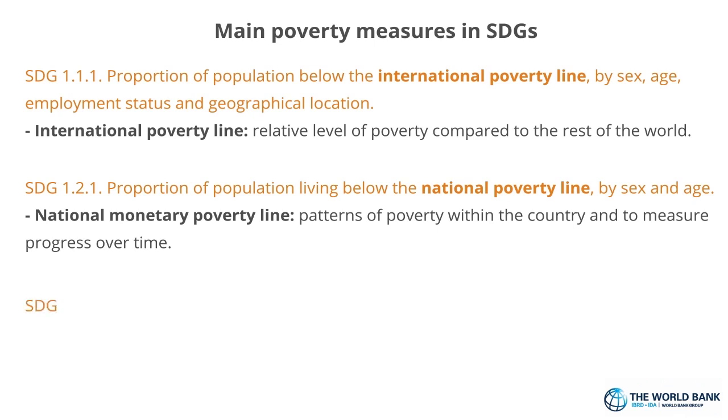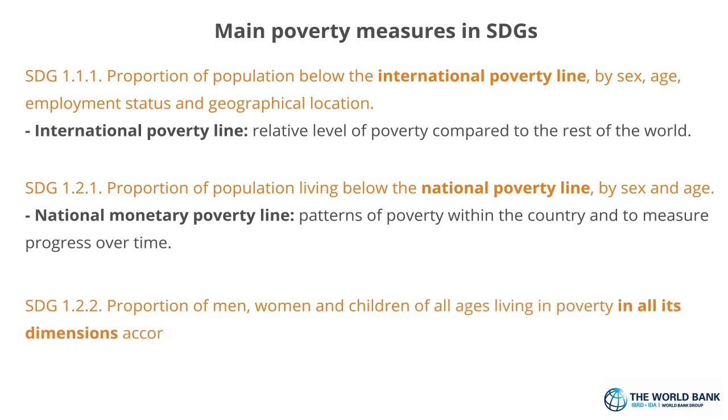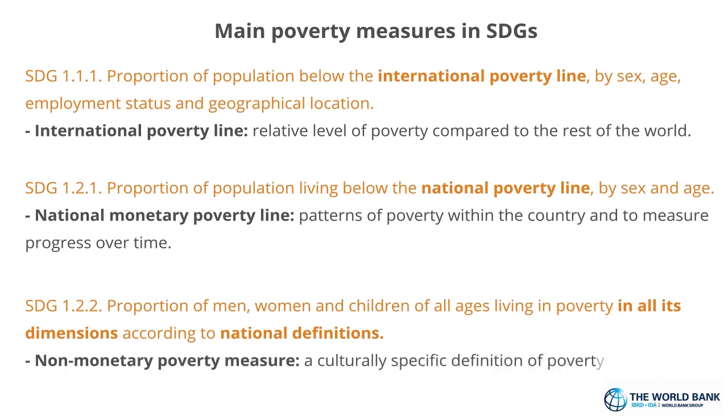Finally, there's Sustainable Development Goal 1.2.2, which is the proportion of men, women, and children of all ages living in poverty in all its dimensions according to national definitions. This is a non-monetary or multidimensional measure, and it's calculated differently than what I will talk about here today. There are resources available to assist you with this, but unfortunately it will not be covered in this presentation.